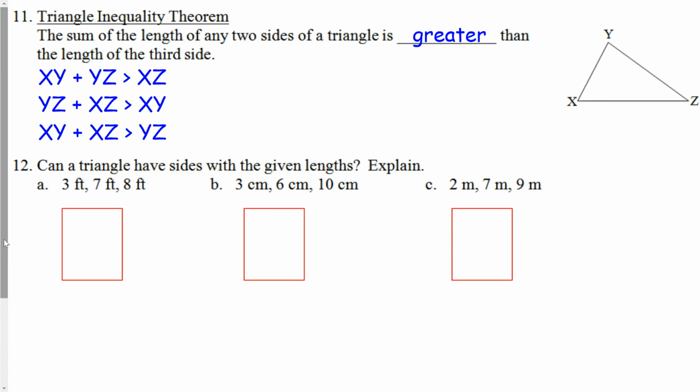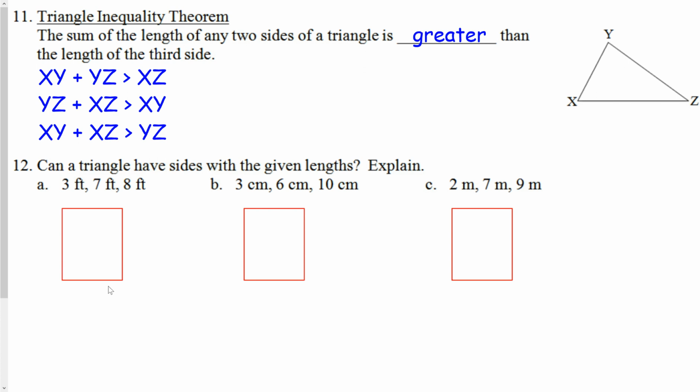So the first thing this theorem is used for is to actually determine whether or not you can create a triangle given certain lengths. So if I give you lengths of 3 feet, 7 feet, and 8 feet, how would you be able to tell if you can make a triangle out of that? You'd have to show that all of the inequalities listed here in number 11, where we have the triangle inequality theorem, would end up being true, plugging those in.